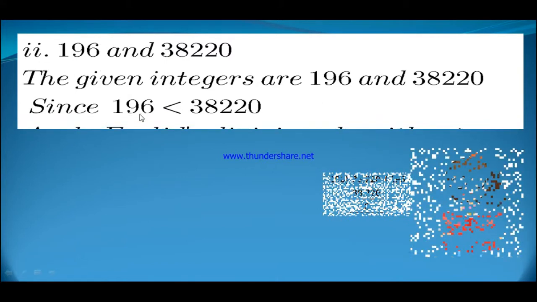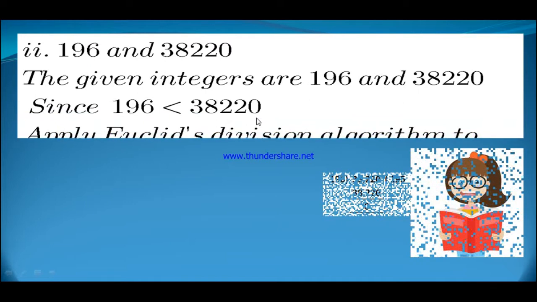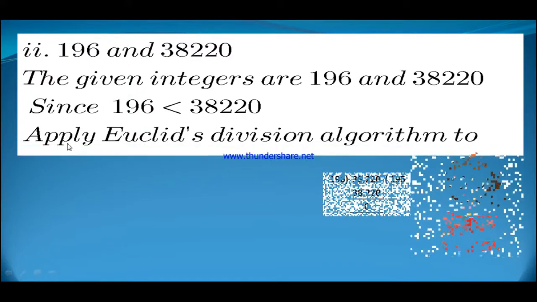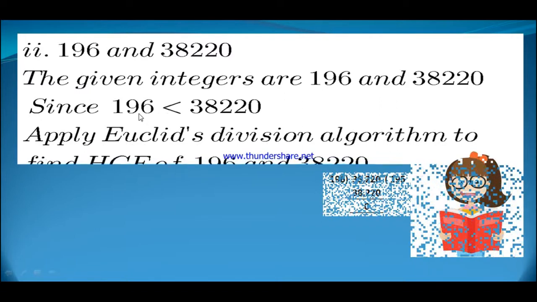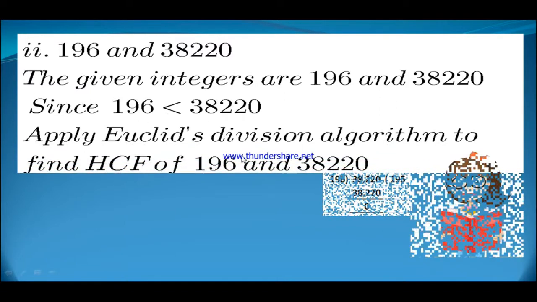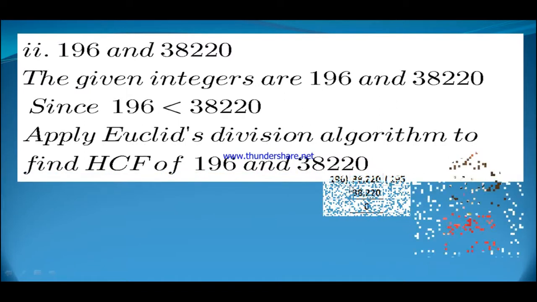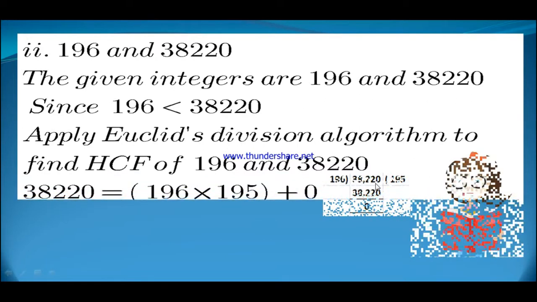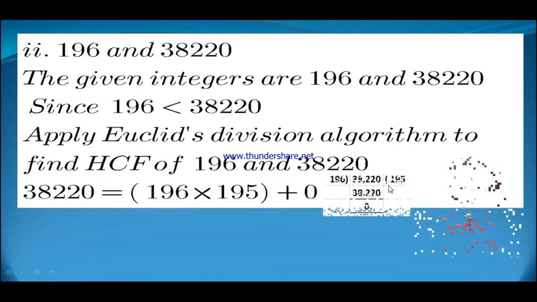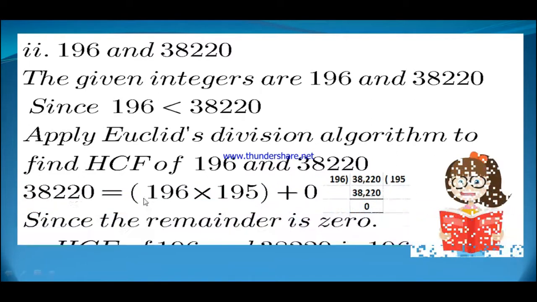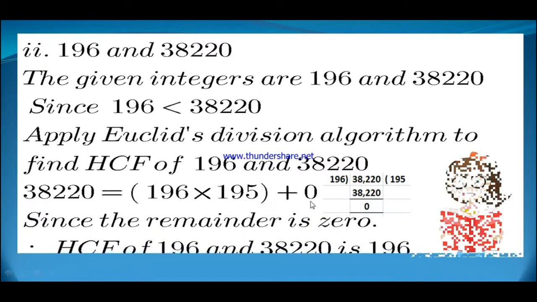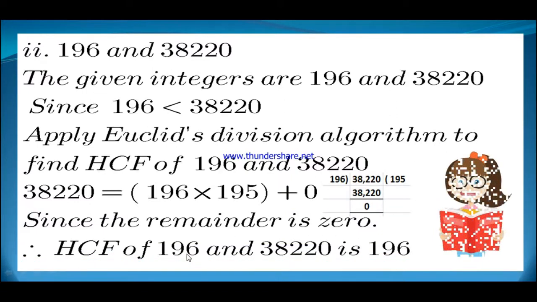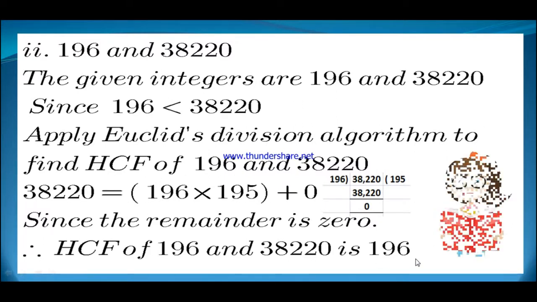196. Since 196 is less than 38220, now apply Euclid's division algorithm to find the HCF of these two numbers, 196 and 38220. If you divide 38220 with 196, 196 goes into 38220 195 times, then the remainder is 0. Therefore, 38220 is equal to 196 into 195 plus 0. Since the remainder is 0, the HCF of both the numbers 196 and 38220 is 196 itself.